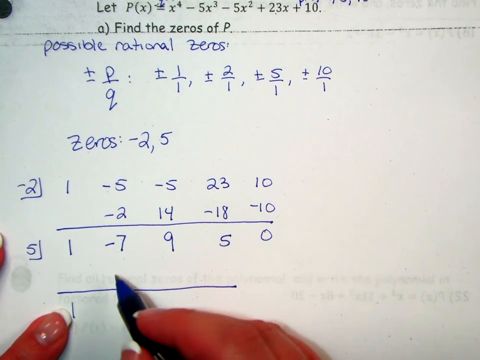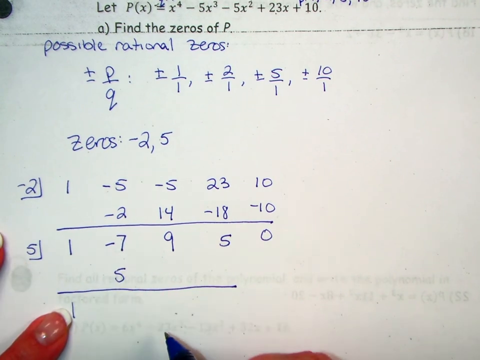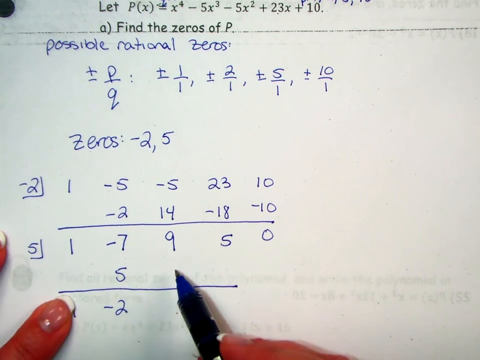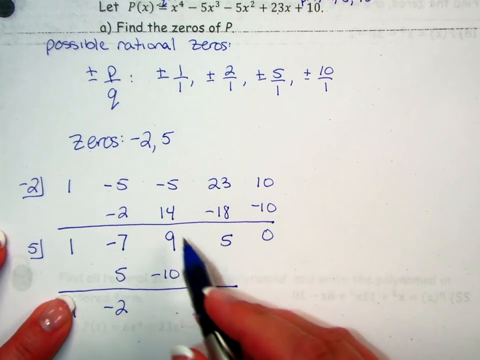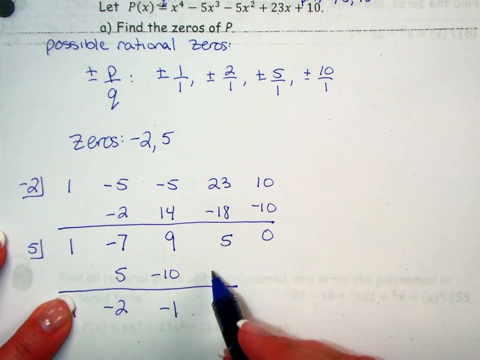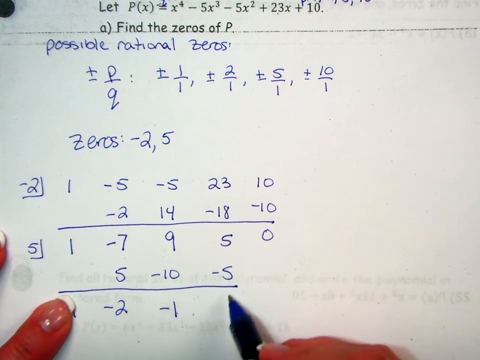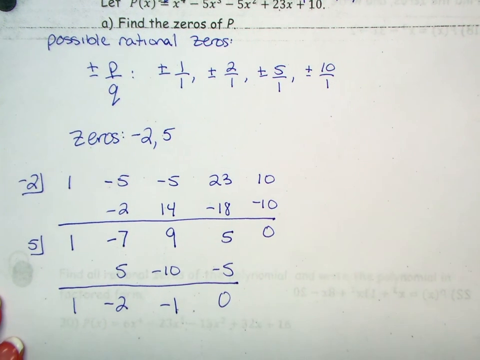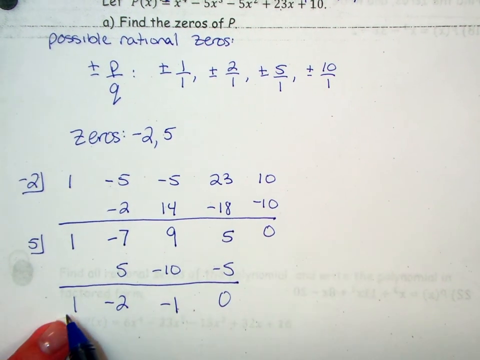Multiply times 5 in the next adjacent spot, add down. Multiply times 5, put in the next adjacent spot, add down. Multiply by 5, put in the next adjacent spot, add down. Okay, so we did get 0 remainder again. All right, so this here is the quotient.